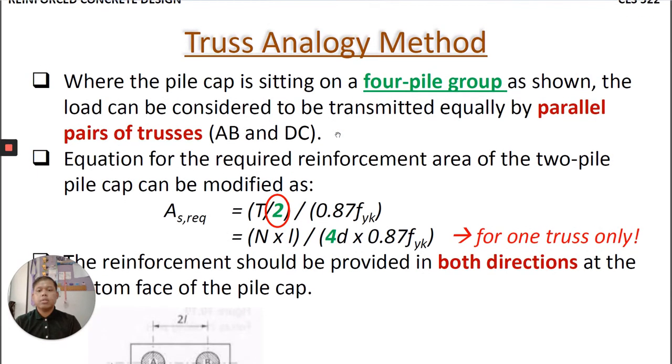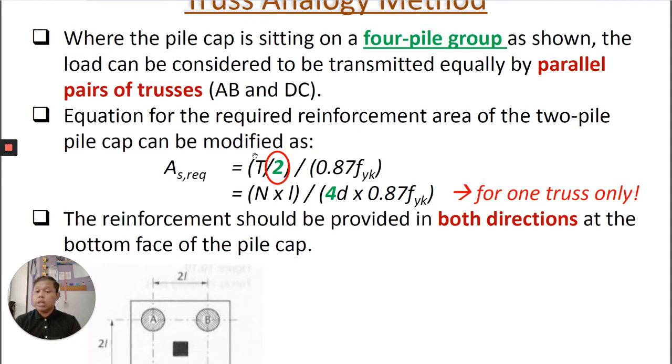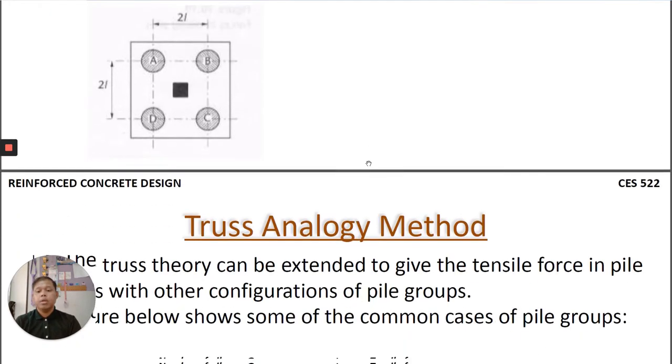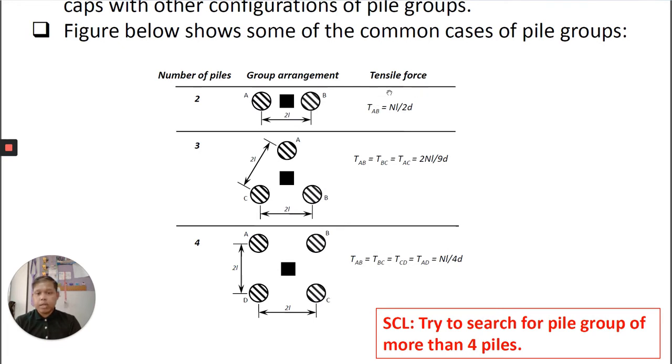So if it is a truss analogy theory, because we're using a 4 pile group as shown, the load can be considered to be transmitted equally by a parallel pair of trusses. So means that we divide into 2 sections of the truss, the first one and then the second one. Therefore, T is equal to T over 2 because we are going to have it half, so for one truss only. The reinforcement should be provided in both directions. And then this is the formula for the tensile force for 2 piles, 3 piles, and also 4 piles.